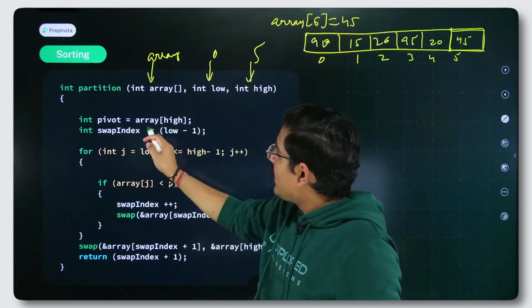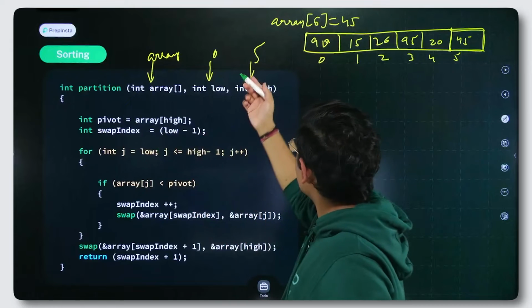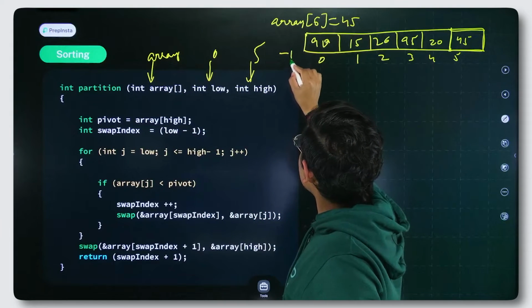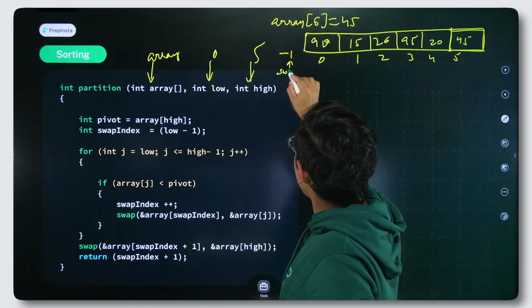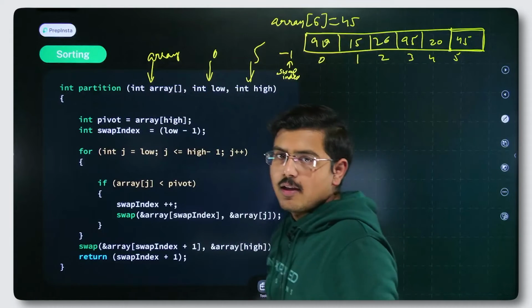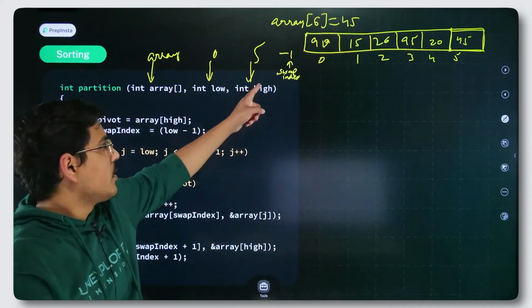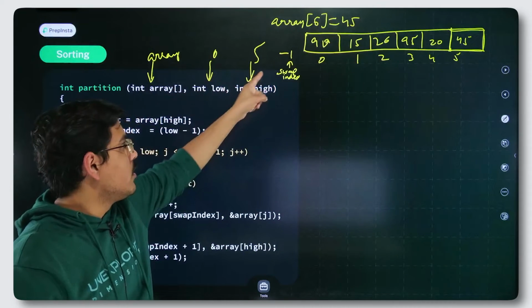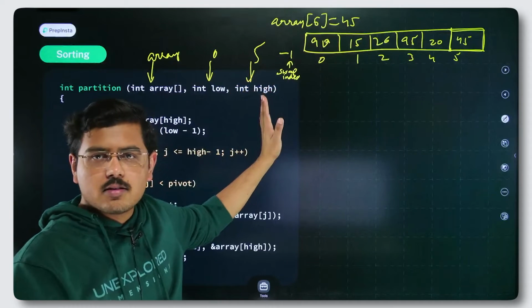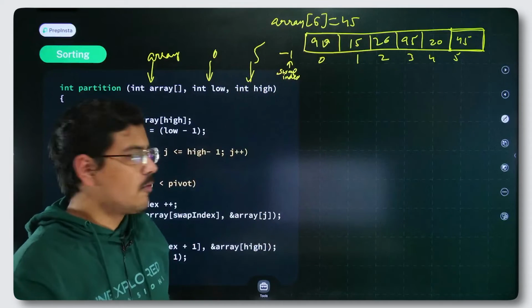I create a swap index pointer which is low minus 1. Low is 0, so swap index is minus 1 basically. This is where the swap index pointer is. Okay, remember something like that. A similar thing we were doing in the first part. We had said that this is the swap pointer. Now I am saying it's swap index. Just the name is changed. The pointer is the same. Fine.